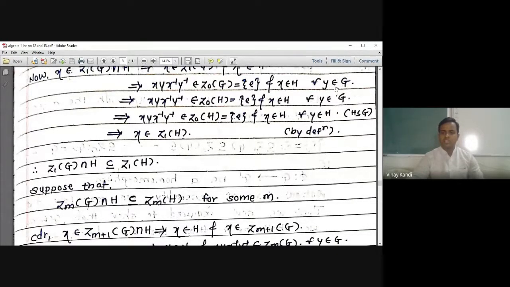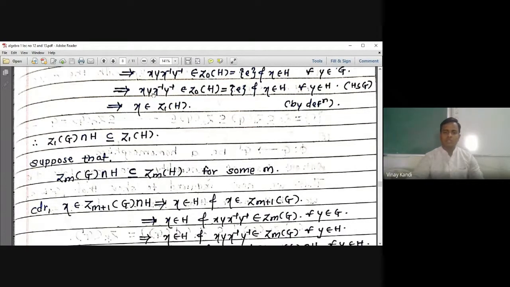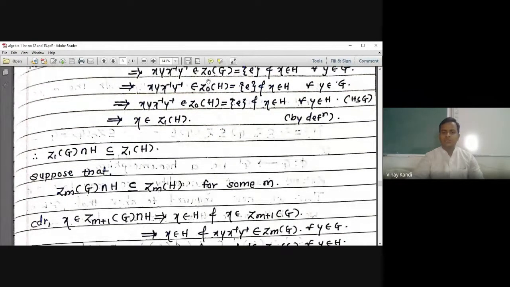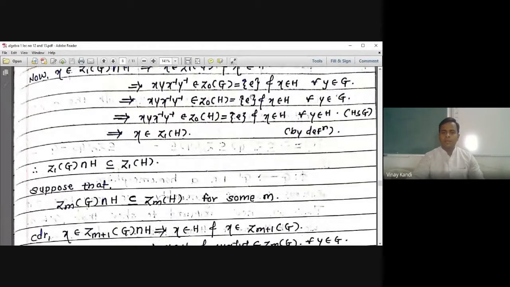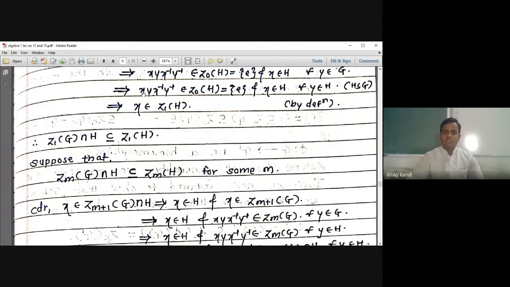But H is the subgroup of G, no? Hence, here in the third row, in this step, x inverse y inverse belongs to Z naught of H. Why? Because singleton E is nothing but also Z naught of H, which is equal to also singleton E. And x belongs to H, all the other terms as it is, which implies that x inverse y inverse belongs to Z naught of H, which is equal to singleton E, x belongs to H as it is, for all y belongs to H.